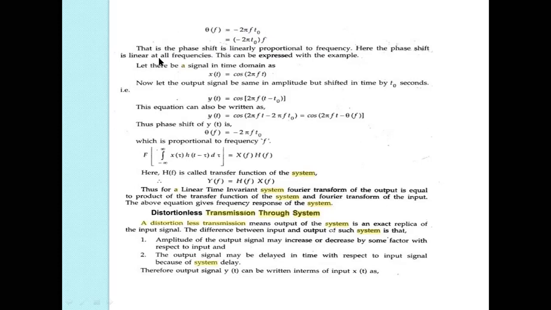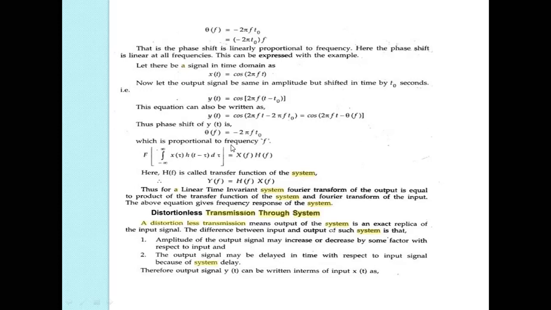If the phase shift is linear at all the frequencies, this can be expressed with the example of x of t is equal to cos 2 pi f into t. Now let the output signal be the amplitude shifted in time by t naught seconds. Y of t is equal to cos 2 pi f into t minus t naught. Y of t is equal to cos 2 pi f t minus 2 pi f into t naught. You can compare this equation with cos 2 pi f t minus phi of f. What is phi of f? 2 pi f into t naught.